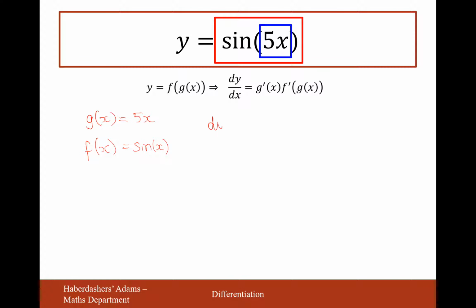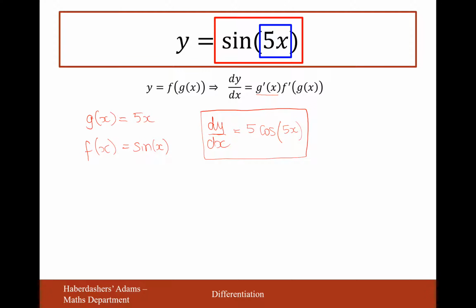So let's start to differentiate now. What we need to do here, first of all, is we need to differentiate the g function. That's the inside function, so it's inside first, inside then outside. So inside first, that would differentiate to 5. And then outside, the f function next, that would differentiate to cos, because we know that sine differentiates to cos. But it's cos in terms of the original g function, which was 5x, so the 5 stays inside the bracket with the x there. So this is our final answer.